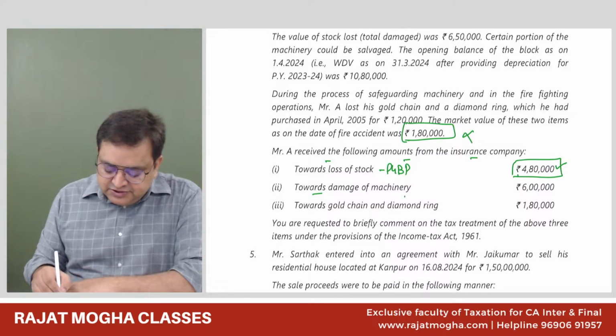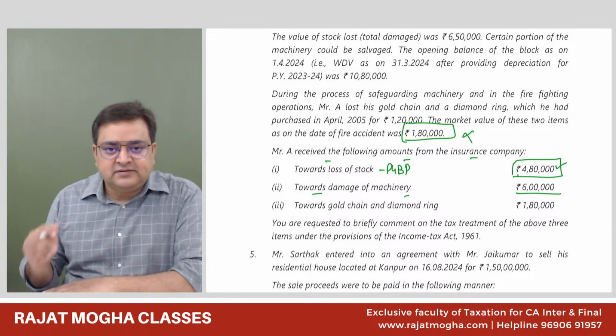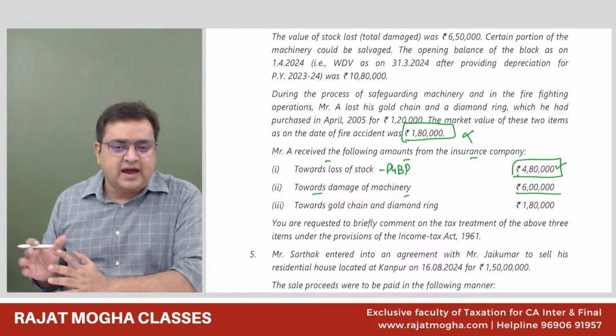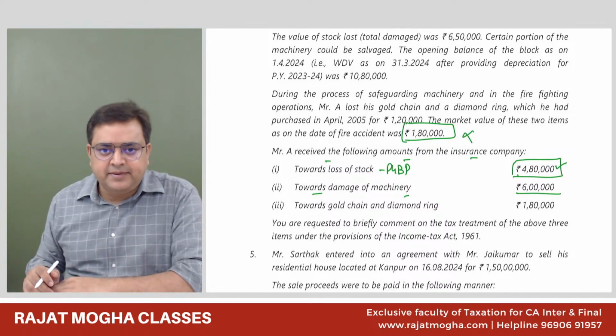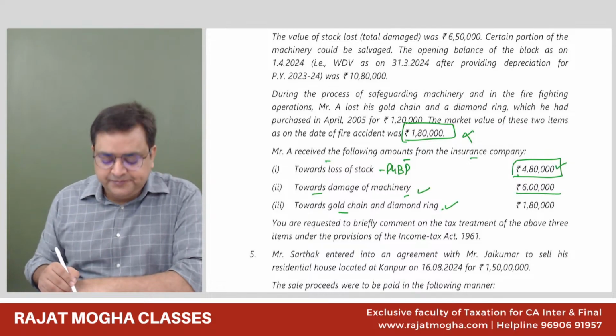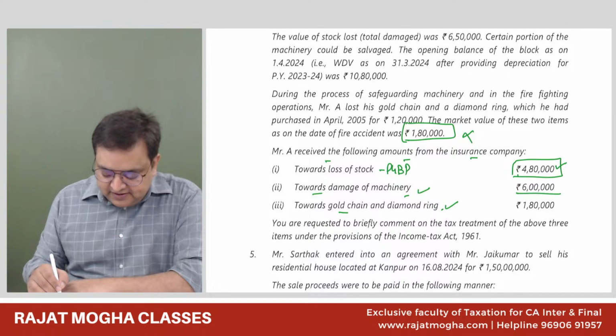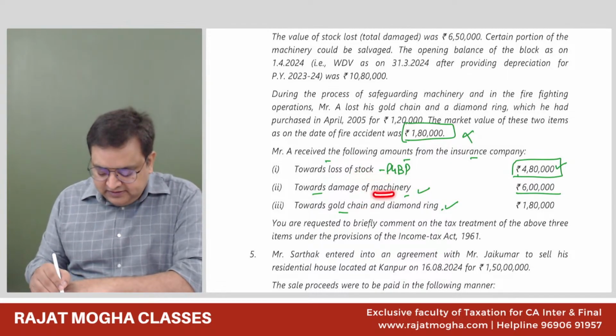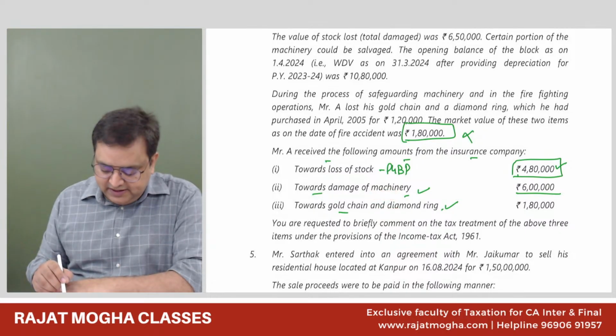Towards damage of the machinery, he received 6 lakh rupees. Machinery is a capital asset. We will see whether there will be a capital gain or not. And towards the gold chain and diamond ring, this is also a capital asset. So he is receiving these things on stock. It will go in PGBP, and these two will be capital gains.